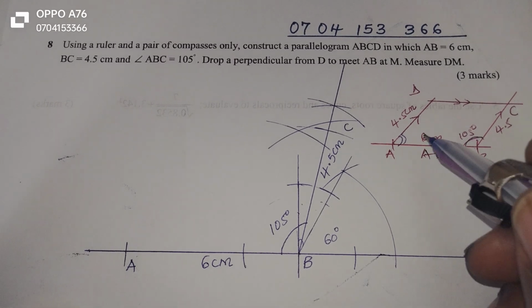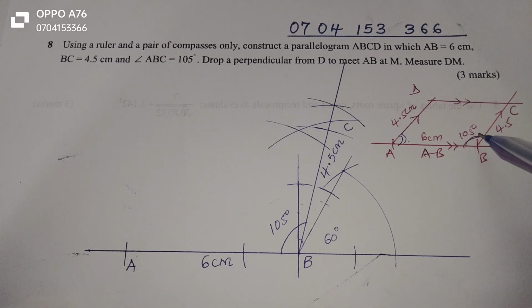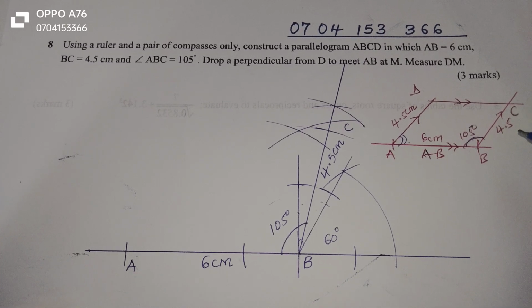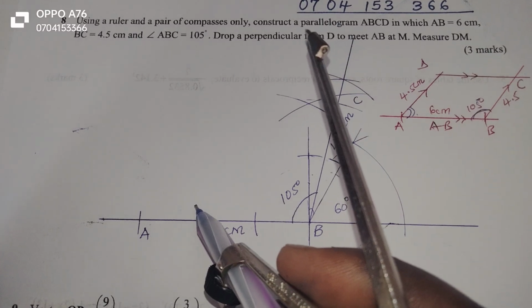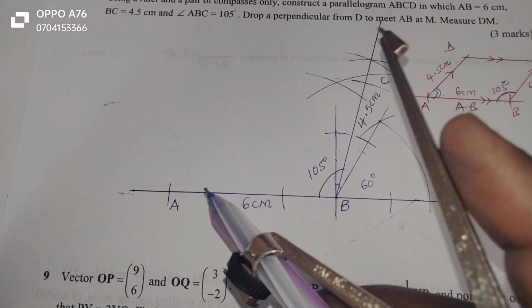That means the angle at this point is supposed to be 75, so that when we add 105, we get a total of 180. So I need to construct 75 degrees on the inner side.